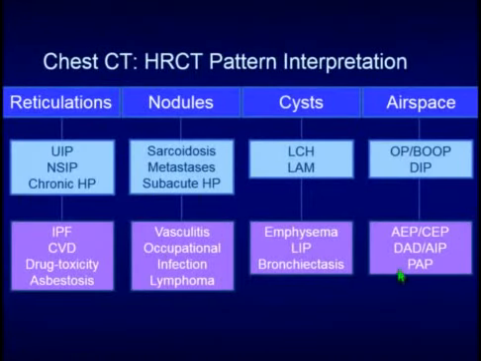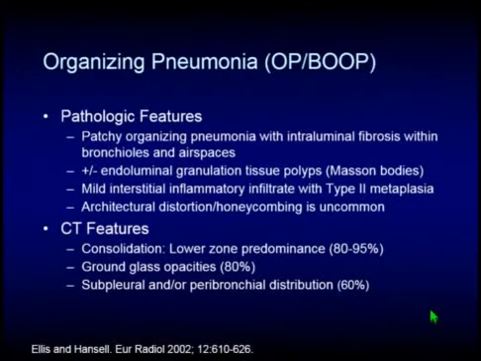Okay, so again, these are some of the other entities that we see that are predominantly characterized by airspace disease: acute and chronic eosinophilic pneumonia, acute interstitial pneumonia, diffuse alveolar damage, and pulmonary alveolar proteinosis. With organizing pneumonia, the pathology is patchy organizing pneumonia with intraluminal fibrosis involving the bronchioles and air spaces. There are often endoluminal granulation tissue polyps or Masson bodies, and there may be some interstitial infiltrates or inflammation associated with this as well. Honeycombing and architectural distortion associated with fibrosis is not very common with organizing pneumonia.